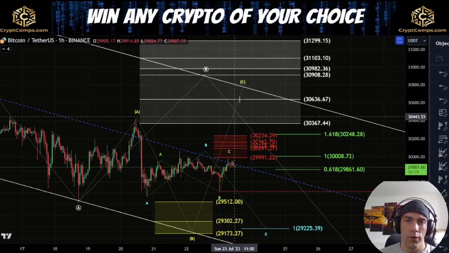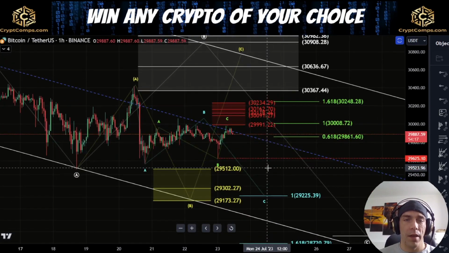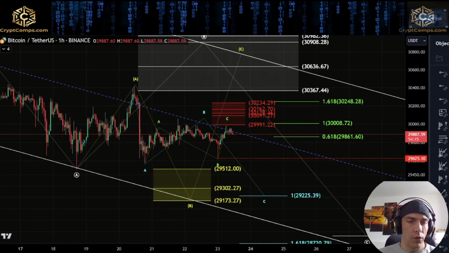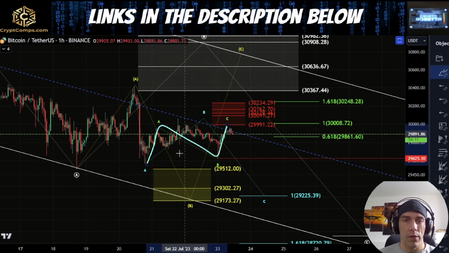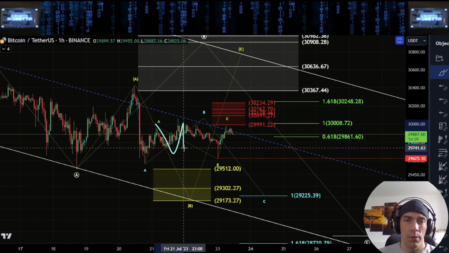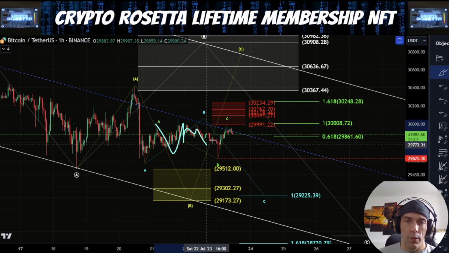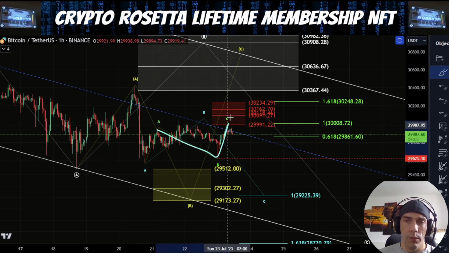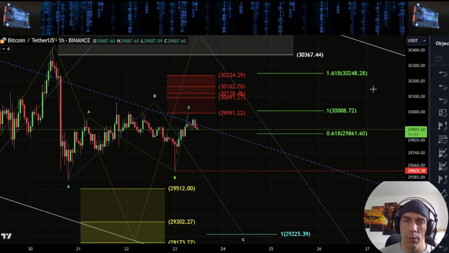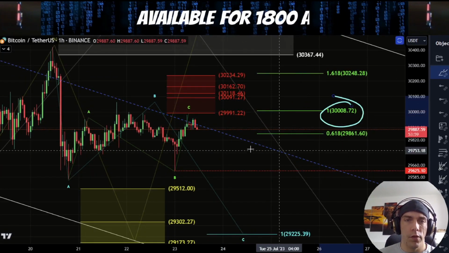Now, this yellow structure here could be looking to form an expanding flat. So this is why I'm just being cautious here that this move to the upside, we could argue, is just ABC, where this becomes a W wave, this is an X wave, another Y wave down here, and this is our corrective B wave, and we're looking for the C wave up. Now, we've already come up towards this 1-to-1 already, which is this 30k.